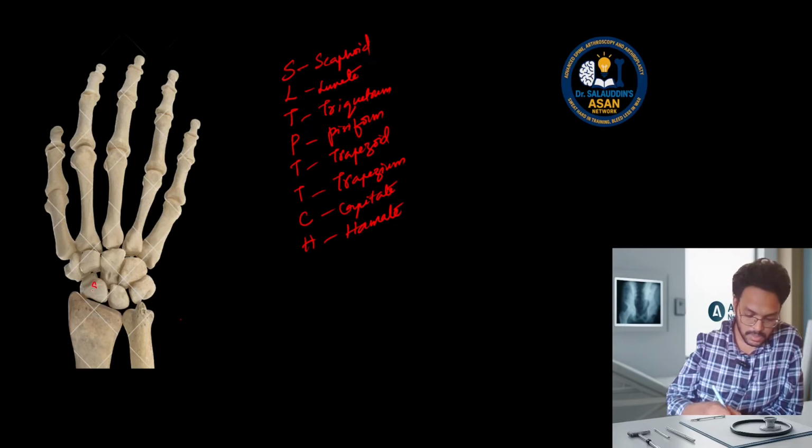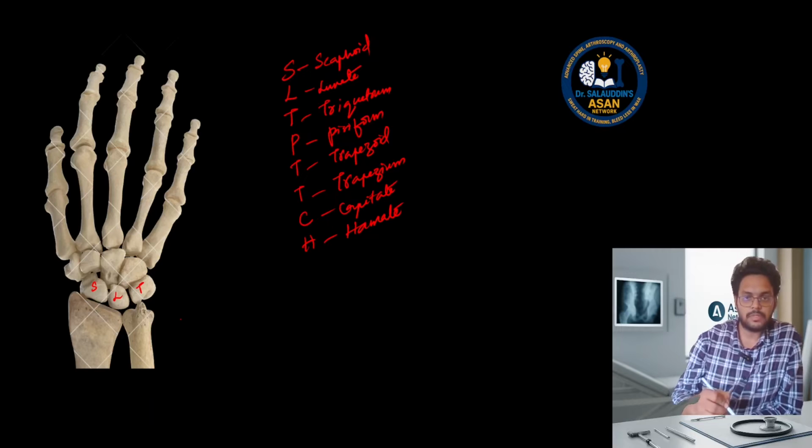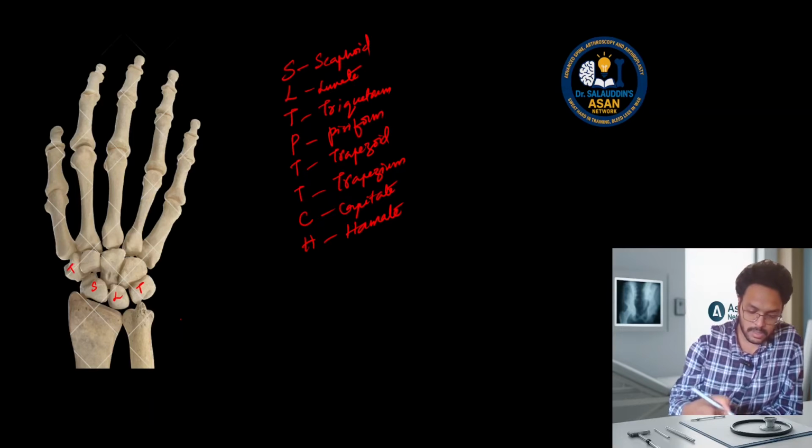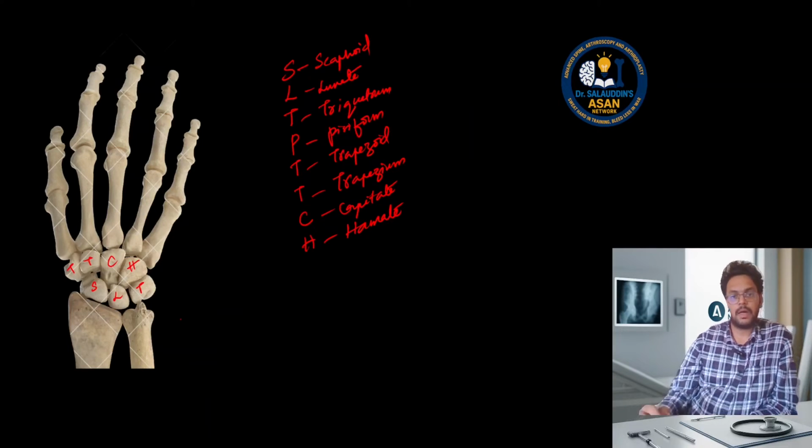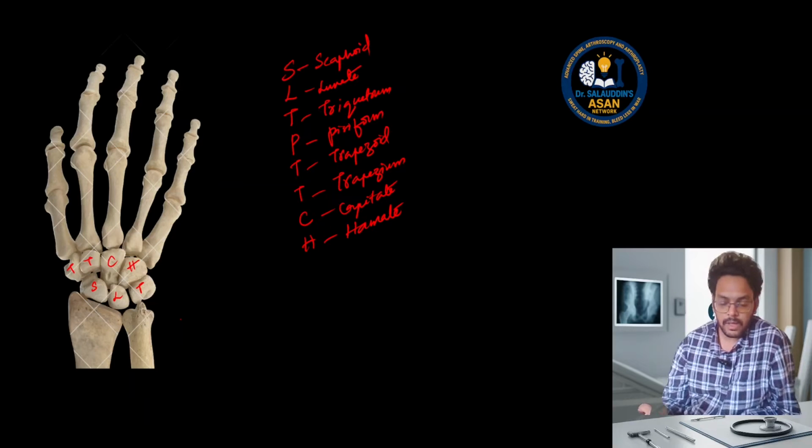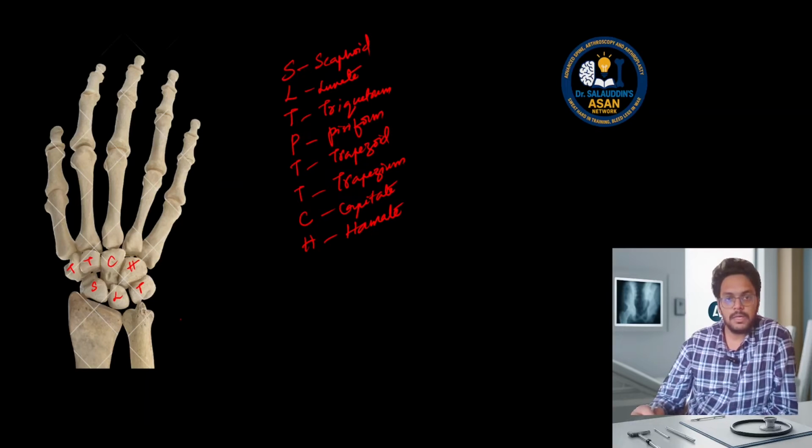Okay, so can you locate all the bones from the radial side? This is the scaphoid, lunate, then the triquetrum. The pisiform is not visible here, it is present within the tendon. Okay, this is the trapezoid, this is the trapezium, this is the capitate, and this is the hamate bone. Okay, now we will be discussing the fracture classification of, first, our scaphoid bone.